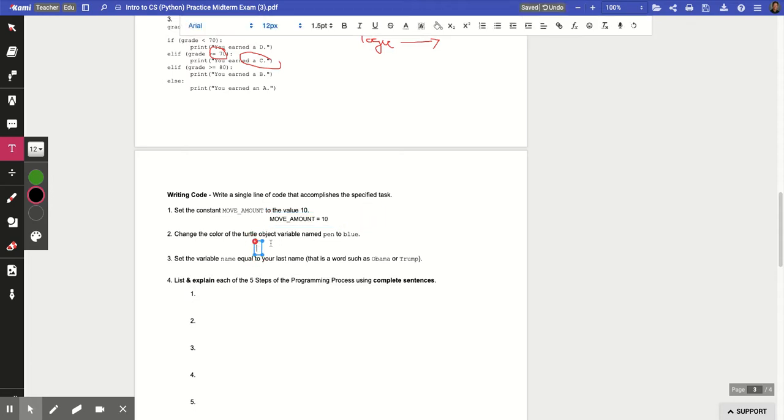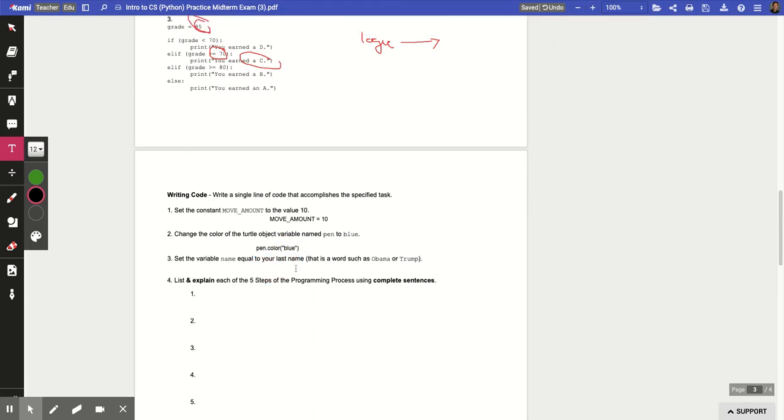Here, the change the color of a pen, we've studied this. It's in my review materials. If the name of your turtle is pen, pen.color, blue. That would be partial credit. You'd lose a point because that word blue needs a set of double quotes around it. That's just the way Python works. Yes, that could have been red, but it wasn't. It was blue, so make sure you use the right color.